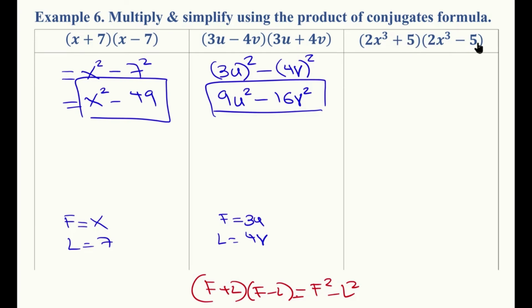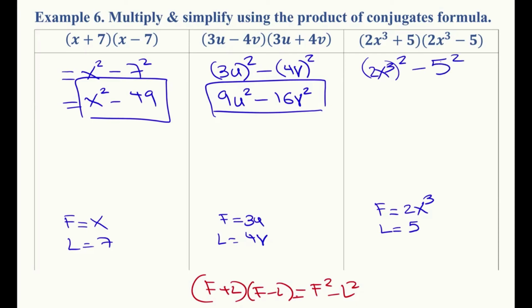How about these? Of course, anytime you have a sum of two terms times the difference of the same two terms, you can use the rule. So here, you just need to determine what's playing the role of f, what's playing the role of L. Notice the role of f here is being played by 2x cubed. The role of L is being played by 5.